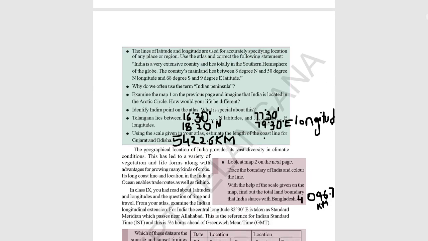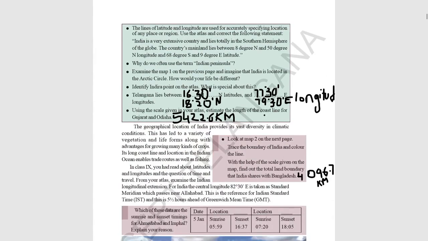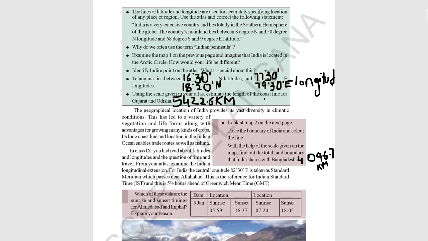Why do we often use the term Indian Peninsula? A continent or a large piece of land which is covered by water bodies on three sides is known as a peninsula. And India is covered by a water body from the western side, eastern side and southern side. So India is called an Indian Peninsula.